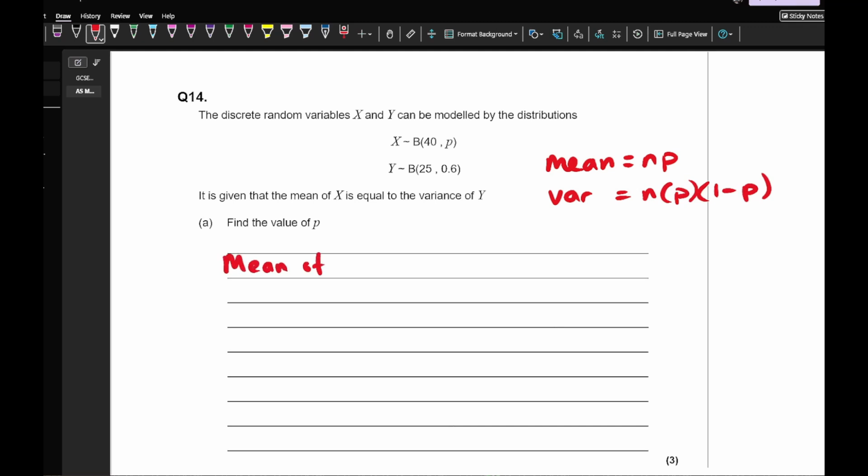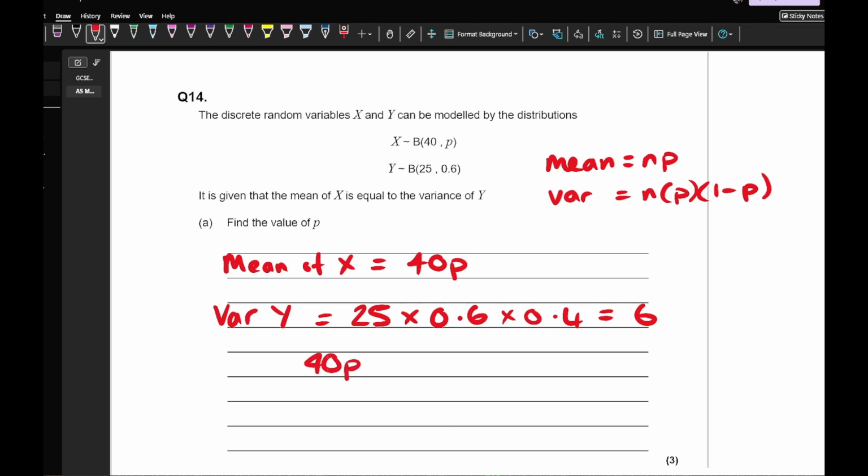So the mean of X is equal to 40p, and the variance of Y is going to be equal to 25 multiplied by 0.6 multiplied by 0.4, which gives me an answer of 6. So what do we know? Well, we then know that 40p is equal to 6. I then make p the subject, so 6 over 40, which simplifies to give me 3 over 20. So there's my value of p.